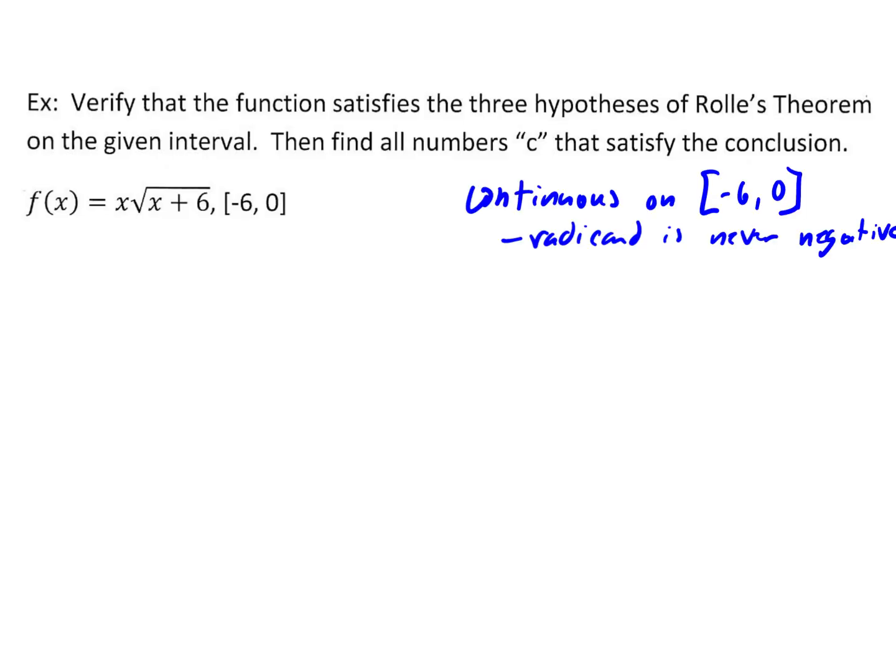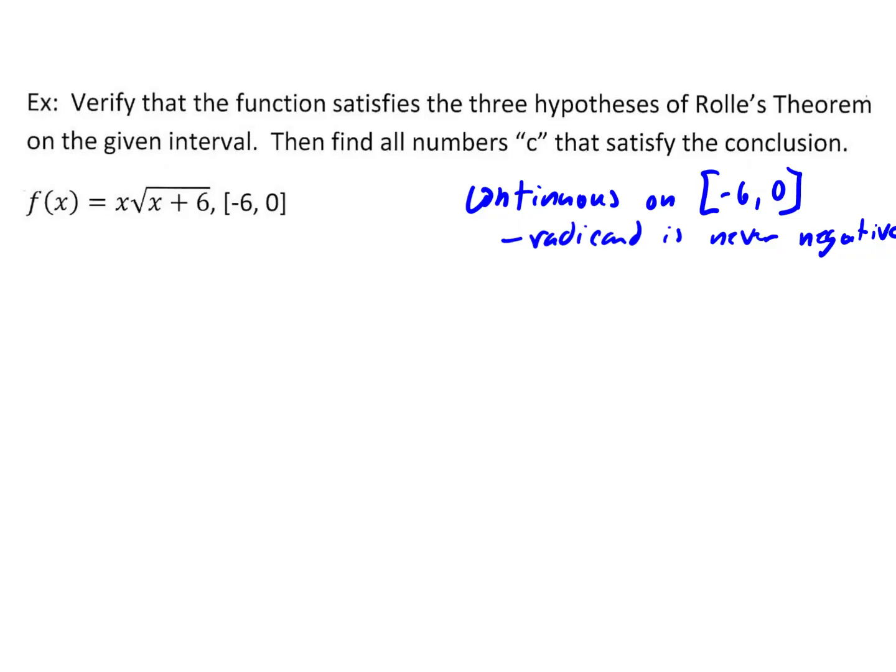So continuous on -6 to 0. In order for this not to be continuous, this radicand, what's underneath the radical, must always be greater than or equal to 0. Since my smallest number is -6, that's 0. Anything above -6 is going to force this to be positive, and so it creates no problems. We're able to say that it's continuous.